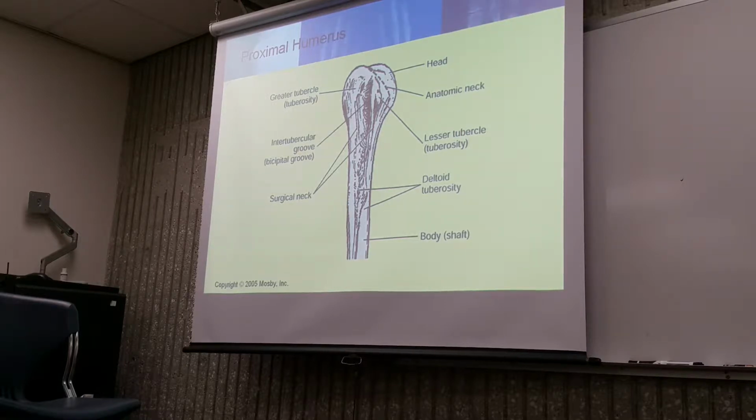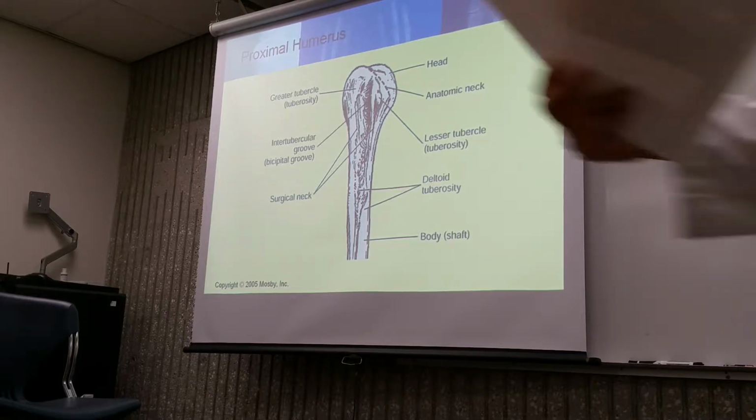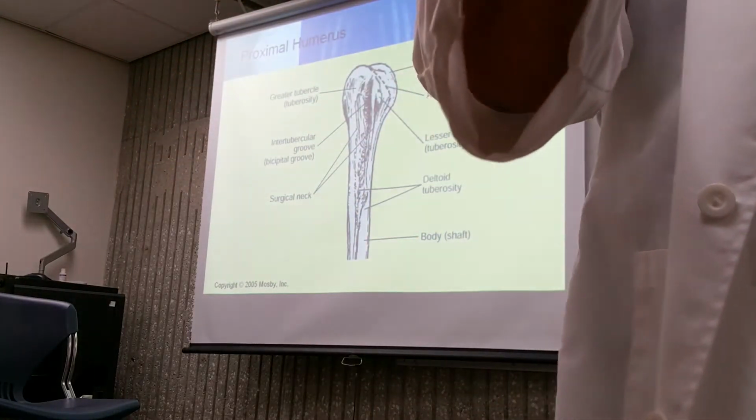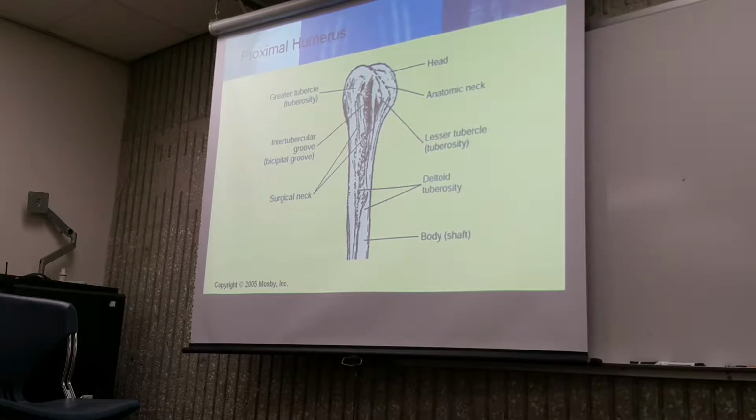Now, what's that area between the two tubercles or tuberosities? Bicipital groove. Bicipital groove. There you go. Bicipital groove, or the intertubercular groove.